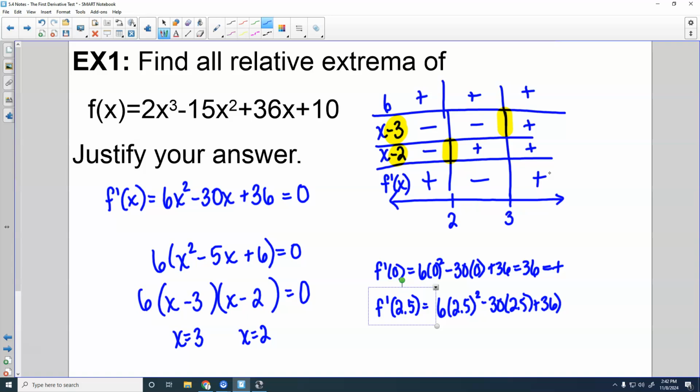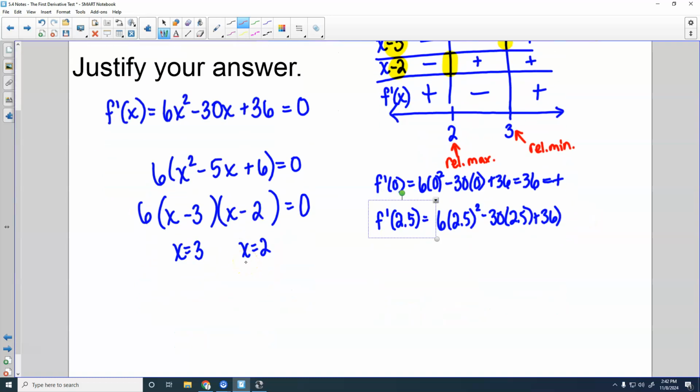So this question is not asking us for increasing or decreasing. It's asking us for extrema. So what is going to happen right here at 2? What are you going to have? You will have a relative maximum. And what will you have over here at 3? Relative minimum. So these, a lot like the others, have to have conclusions with them.